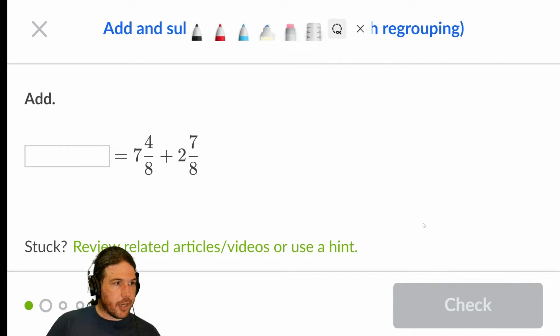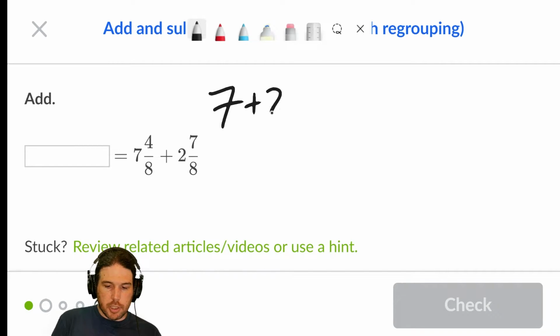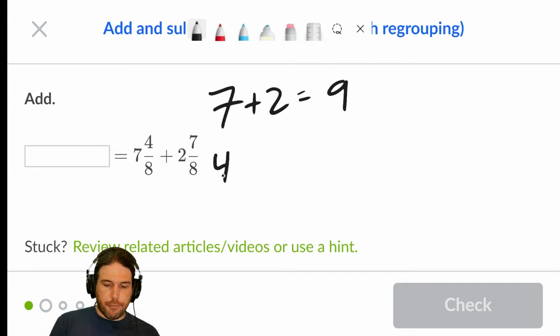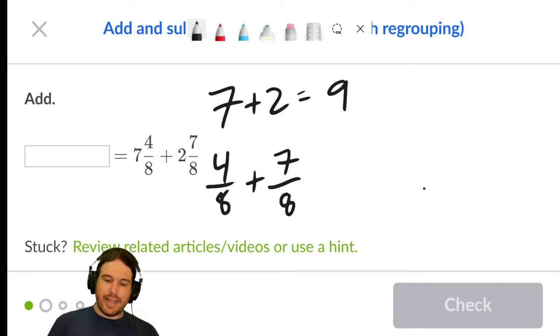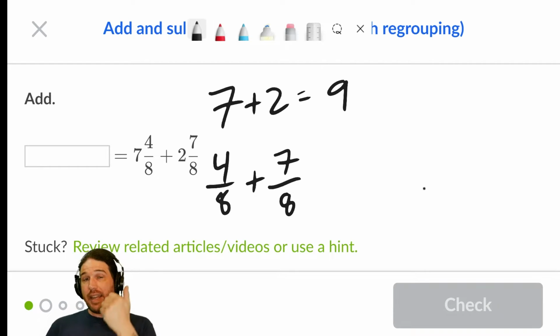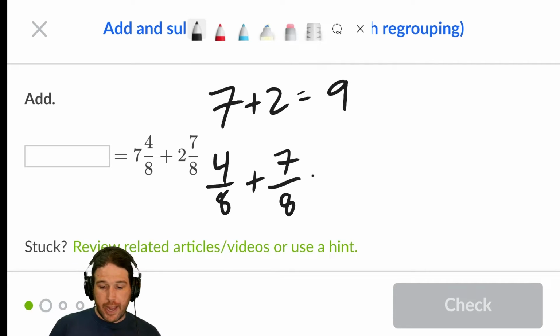Okay, here we've got 7 and 4/8 plus 2 and 7/8. So 7 plus 2 is 9. Not bad so far. We get 4 over 8 plus 7 over 8. Man, it's so nice when the denominators are already the same. It's going to get so much more irritating later on when we have to make the denominators equal, but for now, let's enjoy it, okay? 7, 8, 9, 10, 11 over 8.